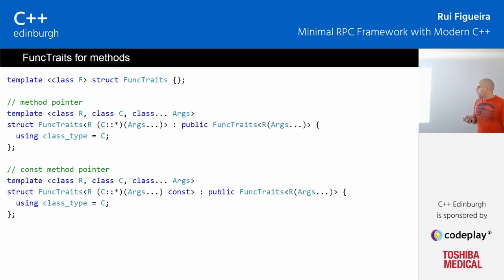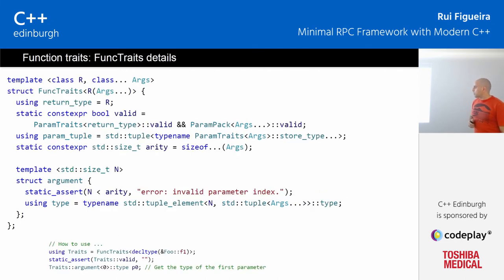Let's see. For methods with any number of parameters and the const methods, this is going to be the details. So we'll be having this on the next slide. Let's check what we can do to make sure a function is valid. The return type, of course. This is easy enough to build on the other one. So a function is valid if the return type is valid and if all the parameters are valid. So you're building up on the blocks you did before.